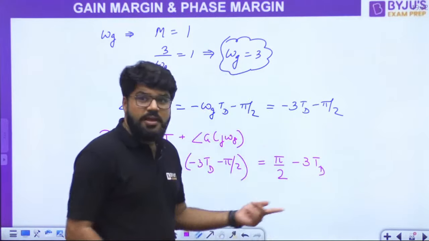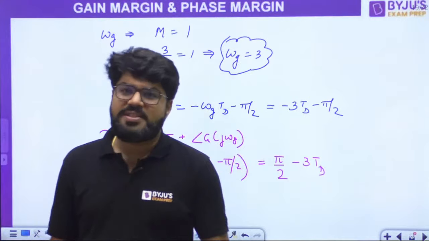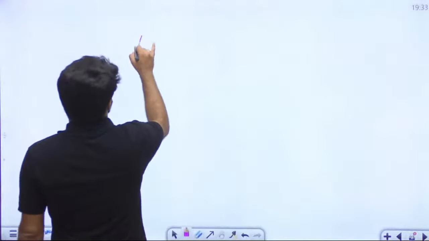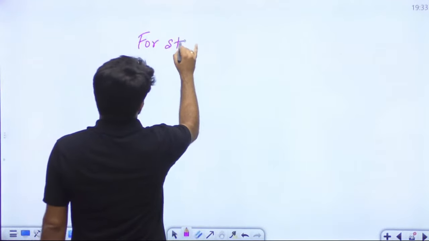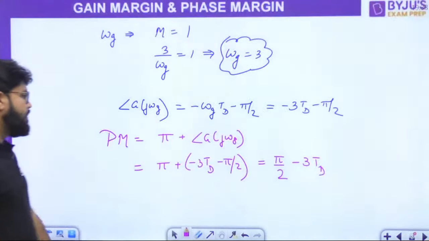That is what I am telling you now. If you keep on increasing the value of Td, the phase margin will reduce. So what is the upper limit of Td? What is the upper limit of Td for stability? What is the range of Td for stability? That is what the question is, no?